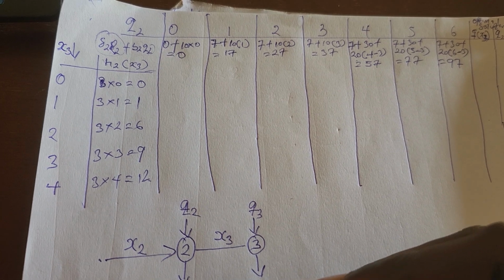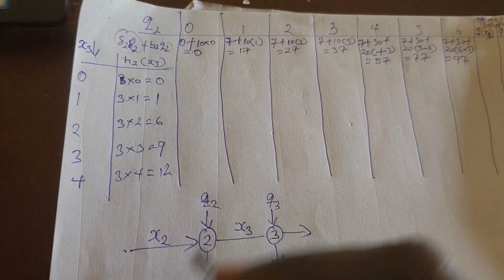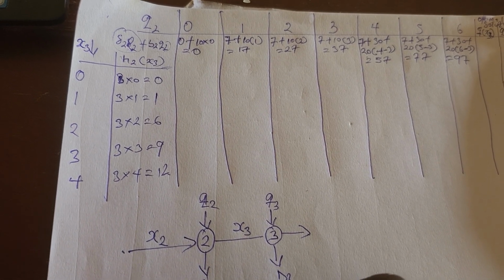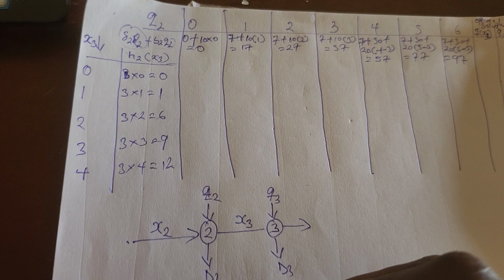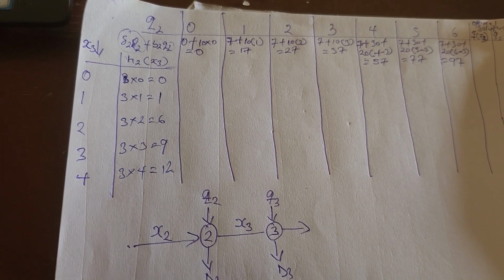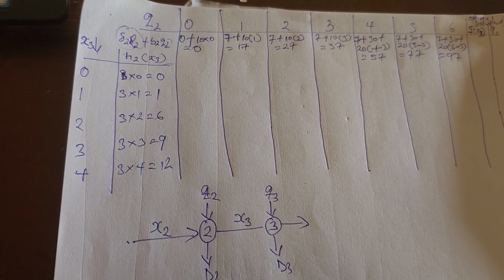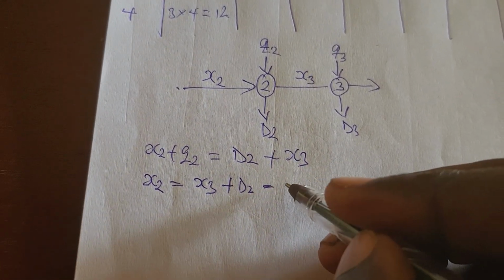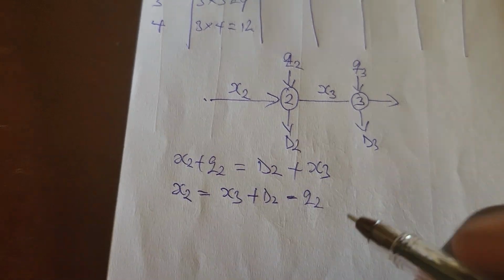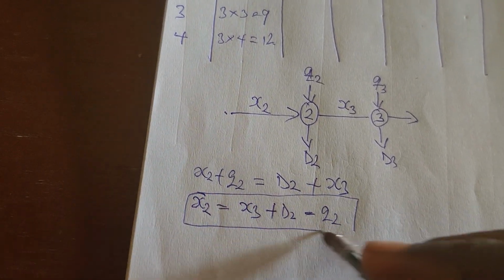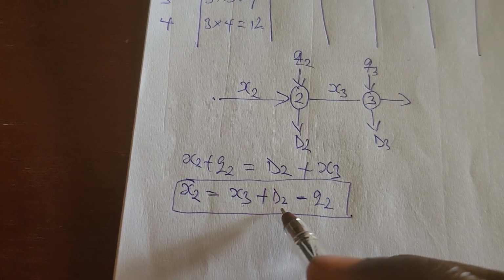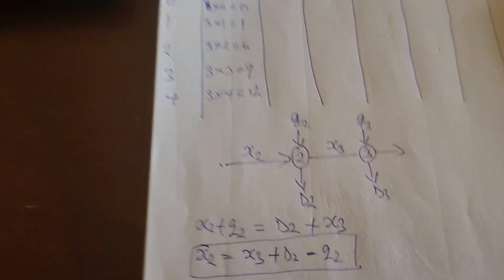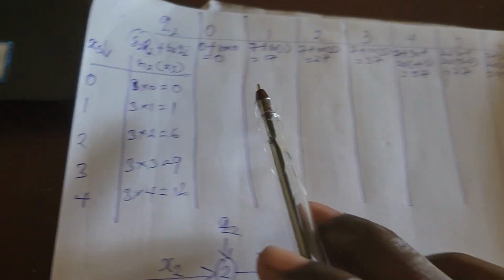So I can say here that my x2 plus my q2 is expected to be equal to d2 plus my x3. Now making my x2 the subject of the formula, x2 is equal to x3 plus d2 minus q2. So please, our x2 is equal to d3 plus d2 minus our q2. Let's take note of that. Now we proceed into populating this table.